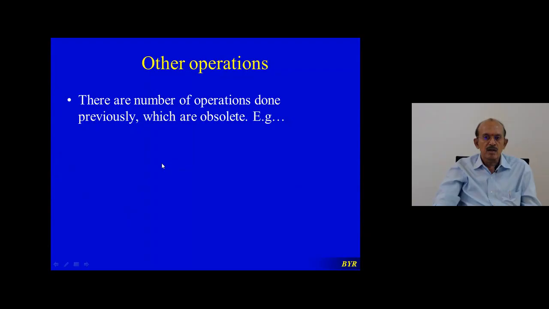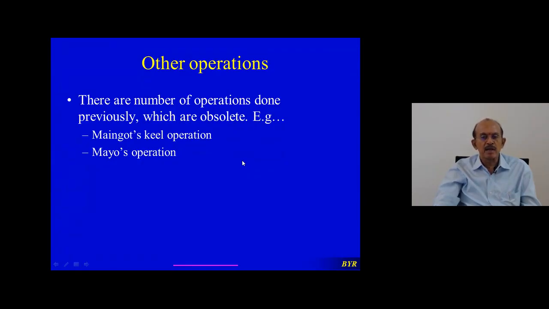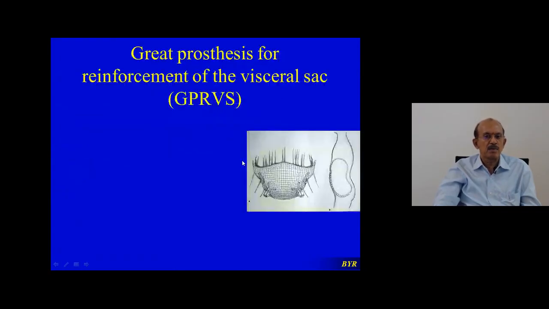There are a number of other operations which were done previously. They are obsolete now. They are Mayo's operation and Mayer's operation. These are not being done. Now the choice of repair of incisional hernia is by mesh hernioplasty placed pre-peritoneally. That means pre-peritoneal mesh hernioplasty is the operation of choice for incisional hernia. Please remember that.